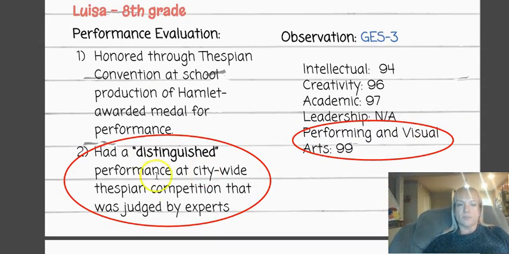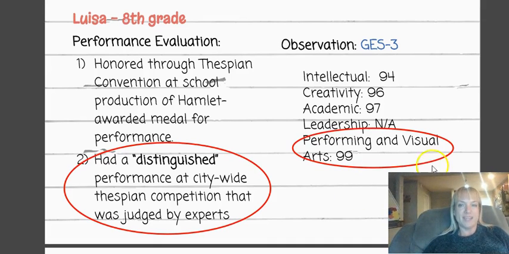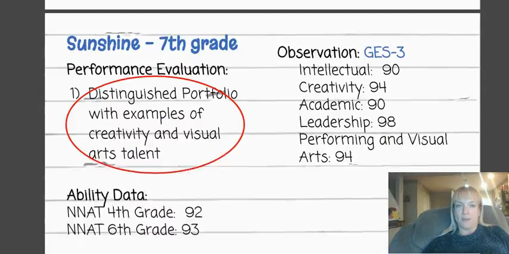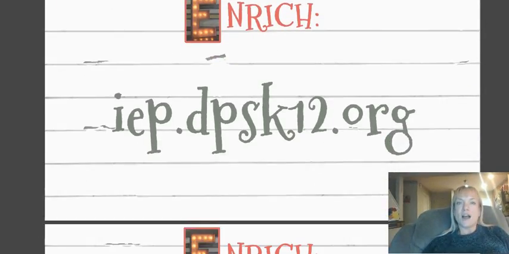Here's another example, someone that's distinguished at a citywide competition, judged by experts. It's something interesting to note and to possibly put into a talent pool and know that it will be housed there while we finish determining that pathway. So that's a variety of samples.